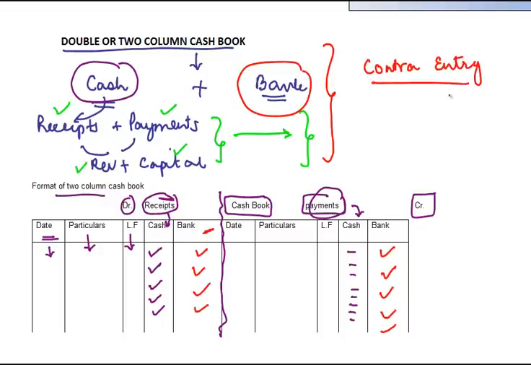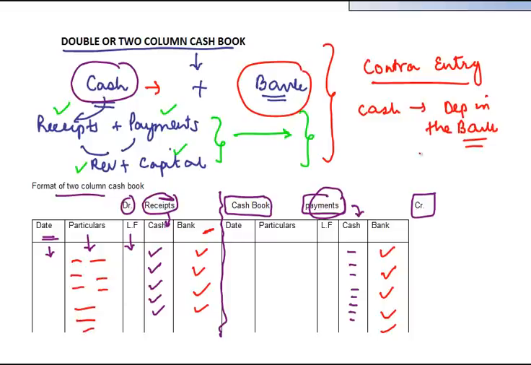Now, one interesting thing which comes here is a contra entry. What do you mean by a contra entry? Let's say, for example, I had some cash in hand and I deposited it in the bank. Normally, in case of a normal transaction, when I receive, I credit the party here. But in this case, when you deposit cash in the bank, your cash reduces, so you credit cash in hand, but your bank balance goes up, so you debit the bank account. Let's say this is 100.